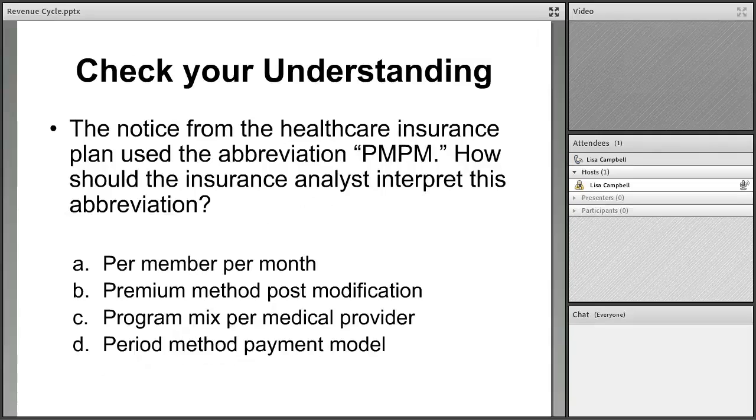The notice from the healthcare insurance plan used the abbreviation PMPM. How should the insurance analyst interpret this abbreviation? Make sure that you know the abbreviations that are used in our industry. Is it A, per member per month, B, premium method post modification, C, program mix per medical provider, or D, period method payment model? And the answer is A, per member per month. This is related to HMOs and the concept of capitation.